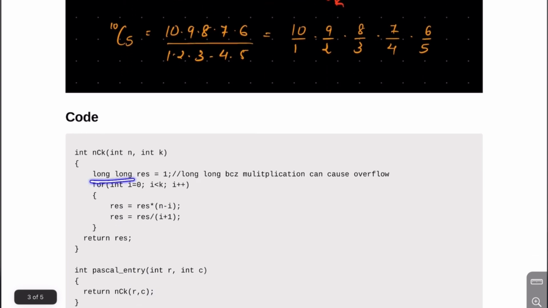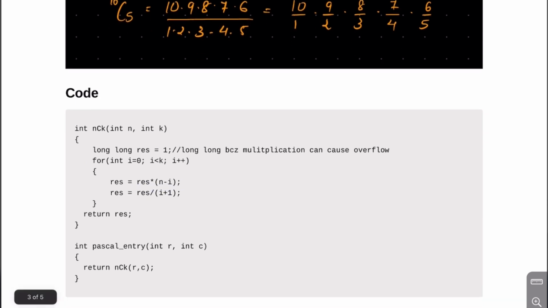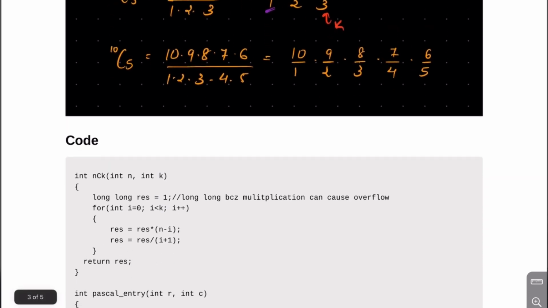I'm initializing the result as a long because this multiplication might cause an overflow. So the result is 1. The first term is 10 by 1, so it is 10 minus 0 upon i plus 1. Then 9 by 2, which is 10 minus 1 upon 1 plus 1. Then I multiply by 8 by 3, which is 10 minus 2 upon 2 plus 1. And the order matters here.